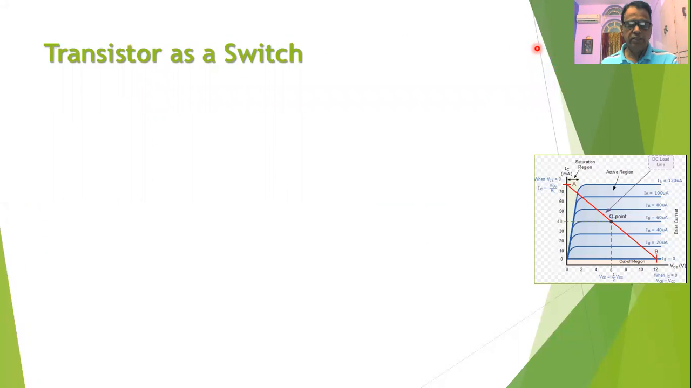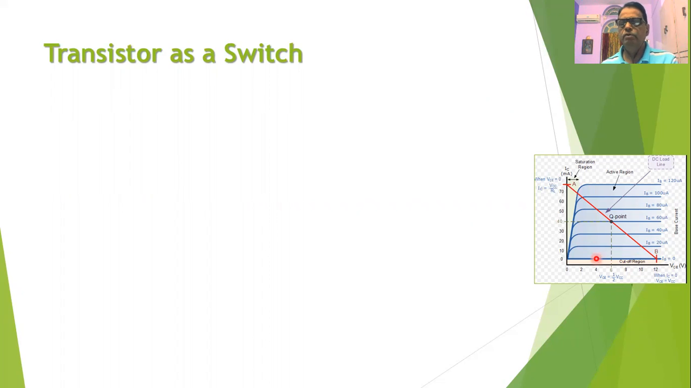So let us start the session with the question, what we mean by transistor as a switch. As you can see in this diagram, when we study the characteristics of the transistor, we can plot these characteristics as shown in this figure. On the y-axis, we have taken the collector current IC. On the x-axis, we have taken the collector to emitter voltage. IB is varied from the value 0, and in steps it is increased in microamperes.